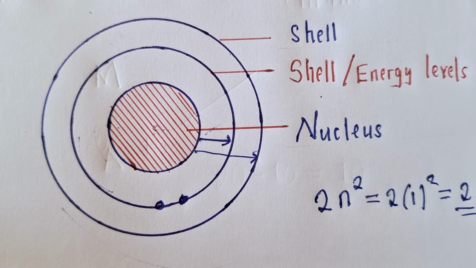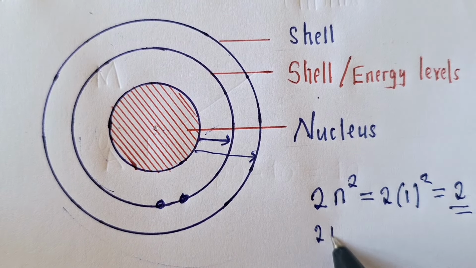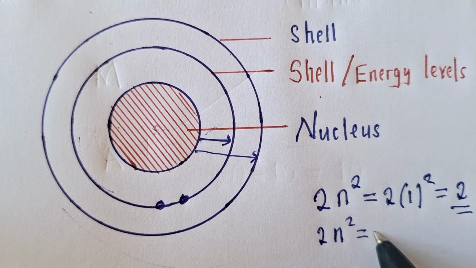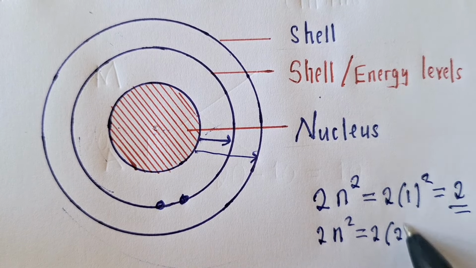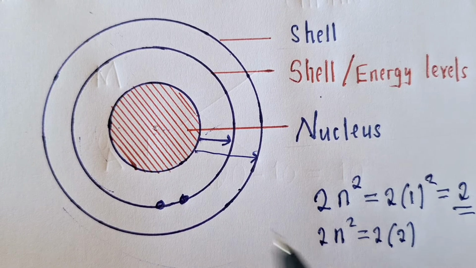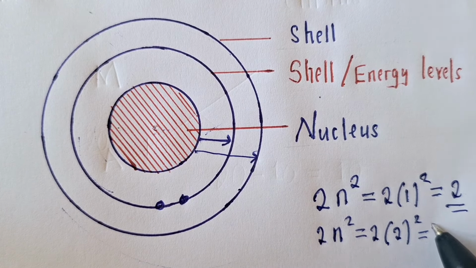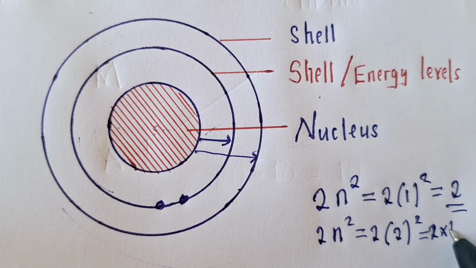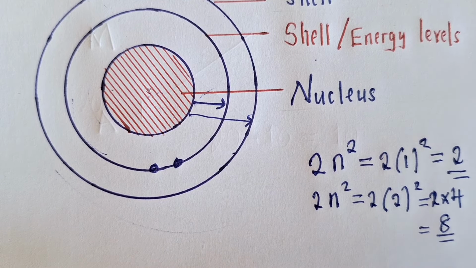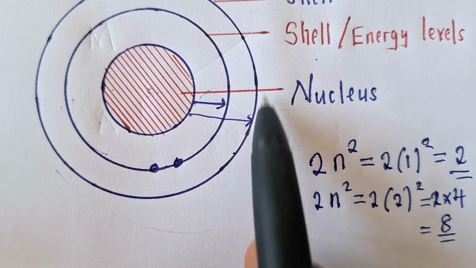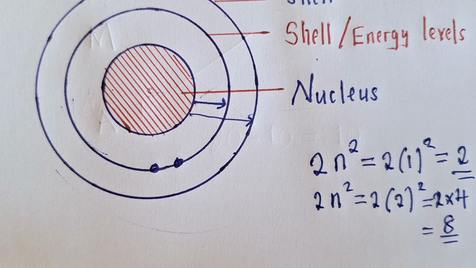Let's try the second one, 2n squared. That's a formula. 2, where there is n here, we're going to write a 2, because this is 1, 2. 2, power 2. This will give us a 2 times 4, which of course will give us what? 8. So there are 8 electrons in the second shell. Okay, so that's what you need to know.